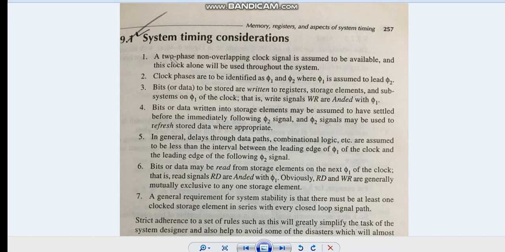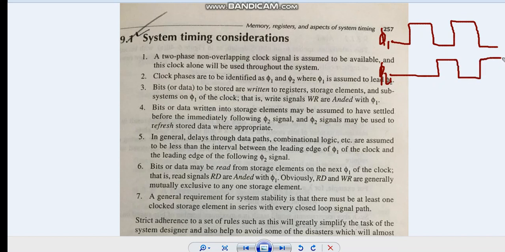The first point indicates the two-phase non-overlapping clock signal, nothing but we are using two clock signals which are non-overlapping with each other. I mean, if I consider this one as phi 1 and the next one phi 2, phi 2 starts only after phi 1, which is non-overlapping. Understood? That is what we use. These two clocks are used throughout the system.